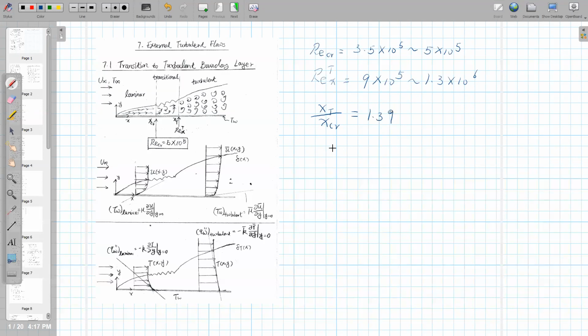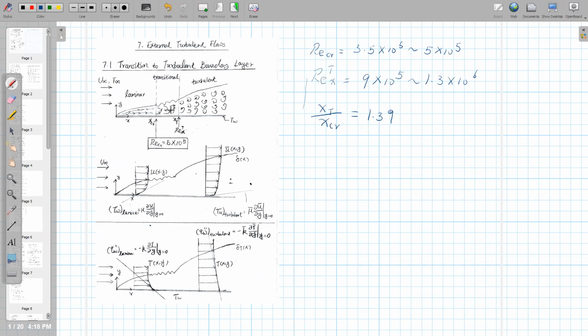Okay. So what does it mean? That means if you choose a critical Reynolds number like 5 times 10 to the power 5, you can then use this correlation, x T over x critical equal to 1.39, to also compute this fully developed Reynolds number, Reynolds number T. So this is the condition where you can determine whether the flow over a flat plate is laminar or turbulent. Okay.